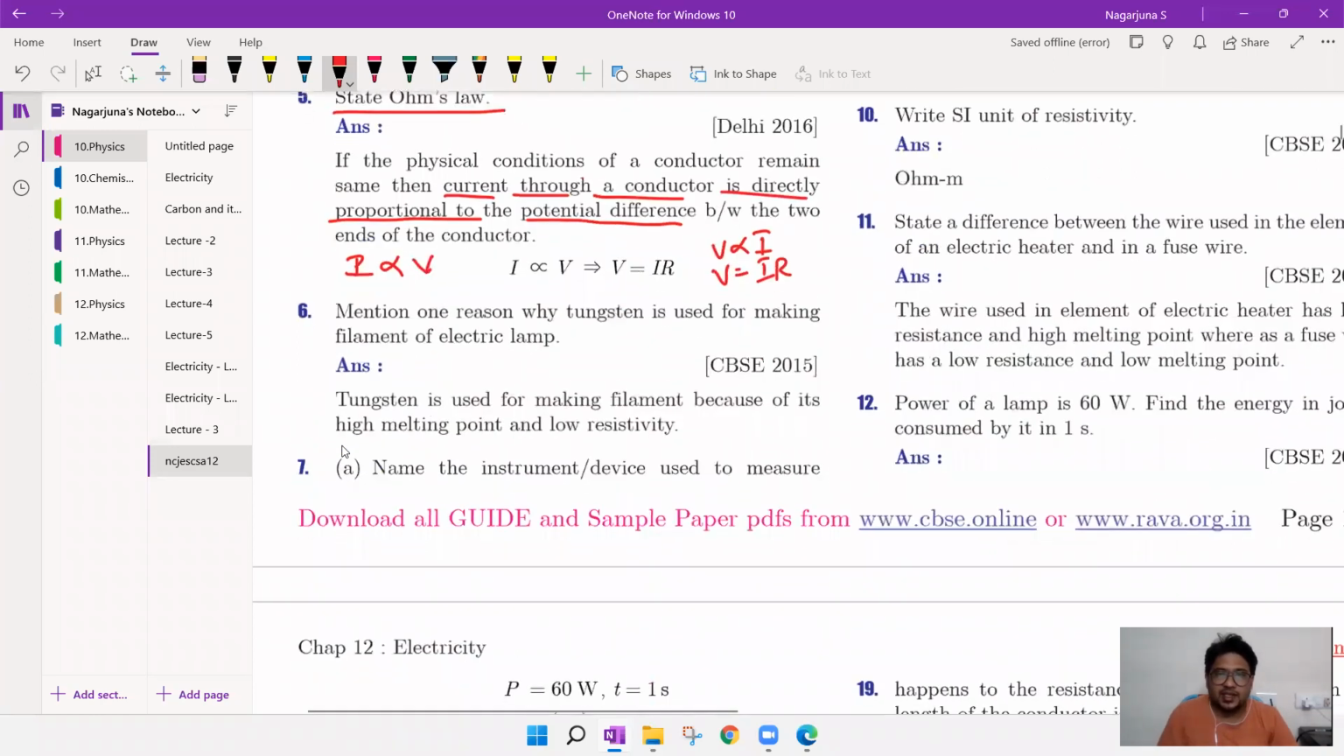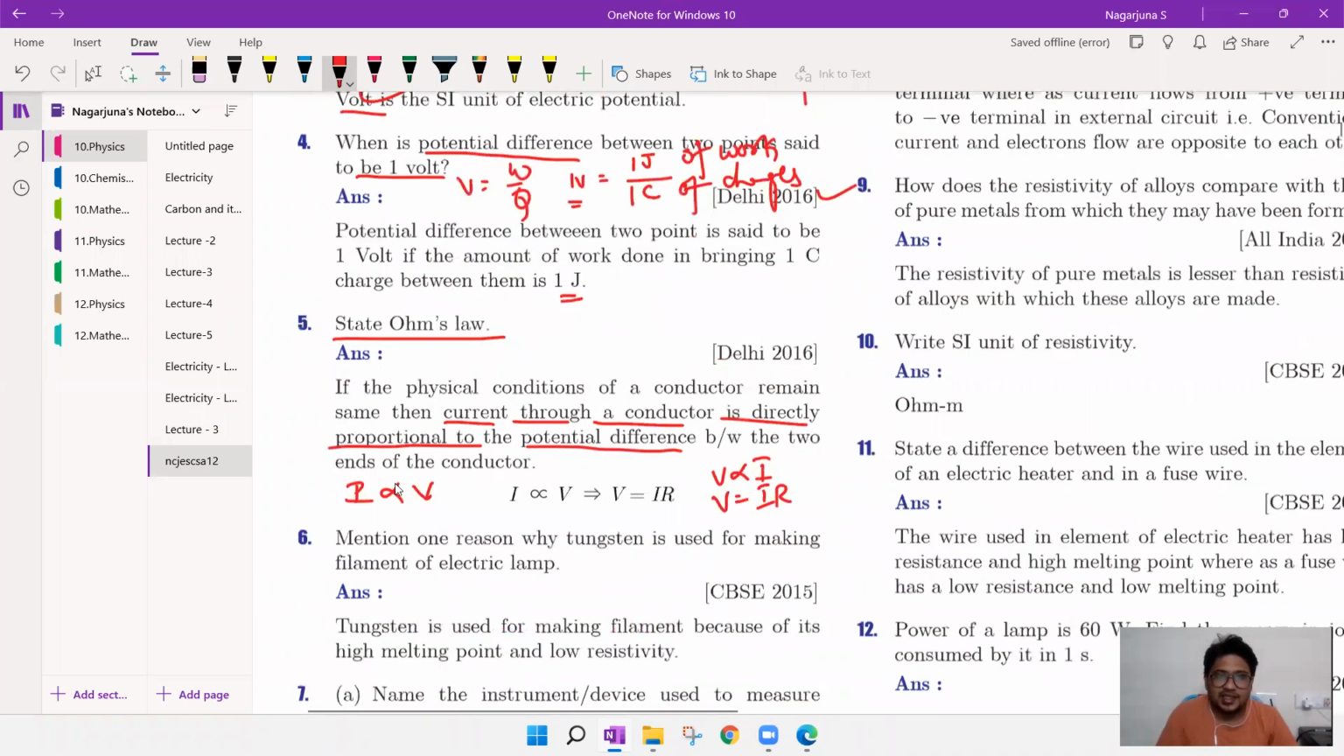In 2015 they asked another question: mention one reason why tungsten is used for making the filament of an electric lamp. Why only tungsten? Tungsten is used for making the filament because of its high melting point.